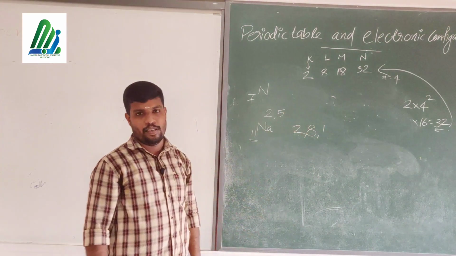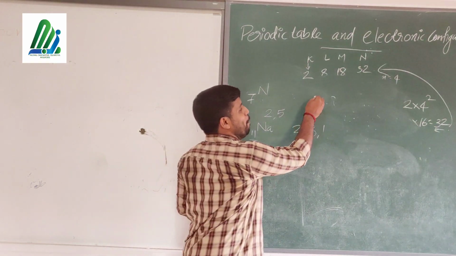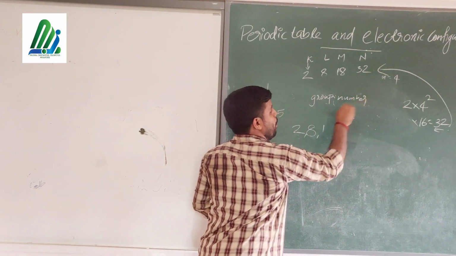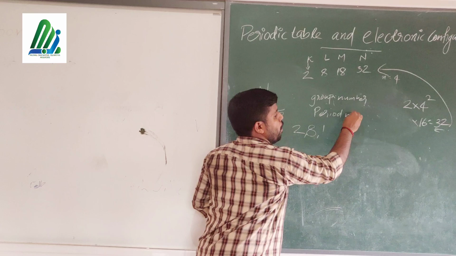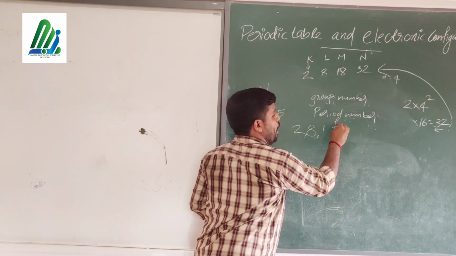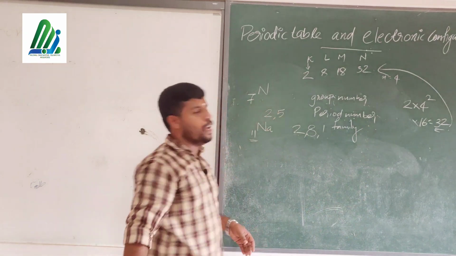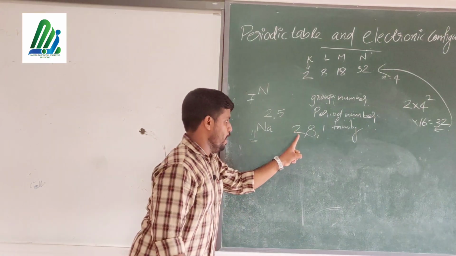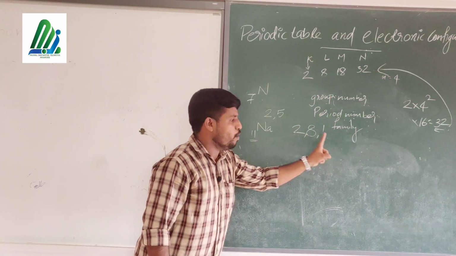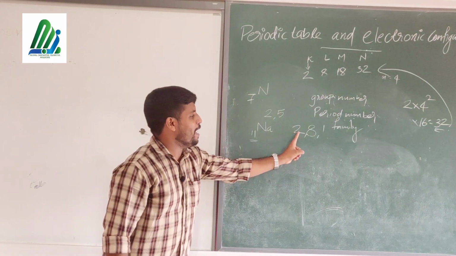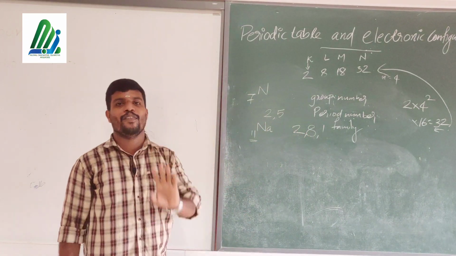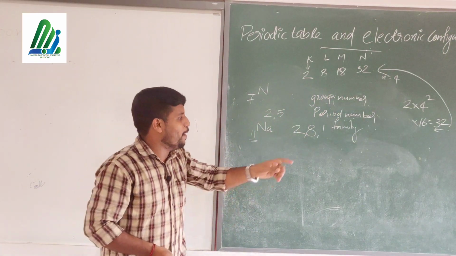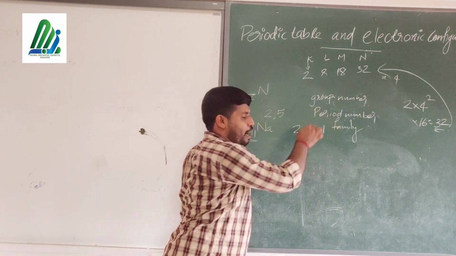Okay, by using this we can already find the group number, period number, and family of the element. That was already studied in 9th standard. How do you find the group number, period number, and family? In this case, we are finding these things for sodium. Electronic configuration 2, 8, 1. First of all, we want to find the group number. How do we find the group number? The group number can be found by using the number of valence, outermost electrons.